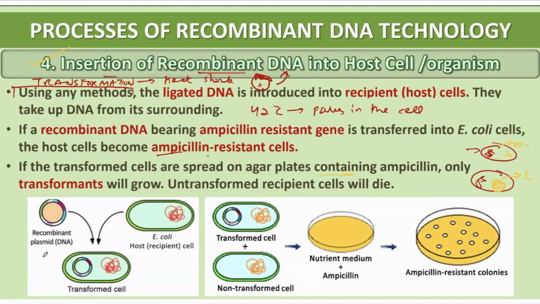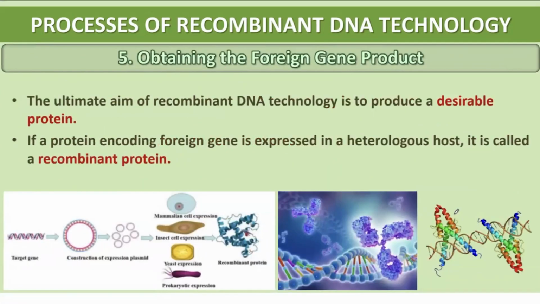Here's a better representation. We have this recombinant DNA, we have this E. coli, and then we transform it. If we transform, some cells will take up the plasmid, some won't, right? Once we grow this on a plate, these cells will die. They do not have any resistance against the antibiotic. The antibiotic will kill these non-transformed cells, and this one will survive and form a colony. This is it. Next, now the fifth part, that is obtaining the foreign gene product.